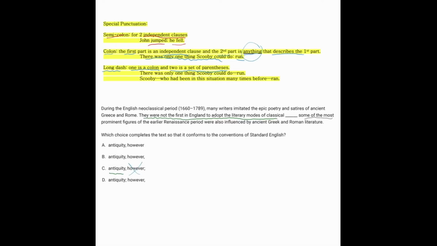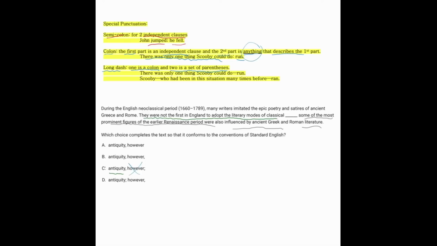Some of the most prominent figures of the early Renaissance period were also influenced by this literature. So we have two independent clauses with a semicolon in between. It's important to note that a colon could have worked in the same spot because the second part is describing how they were not the first in England to adopt those modes. So a colon or a semicolon would work.